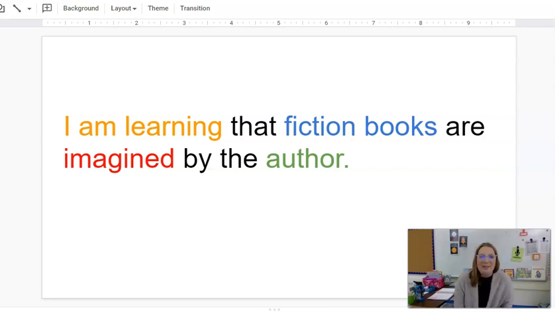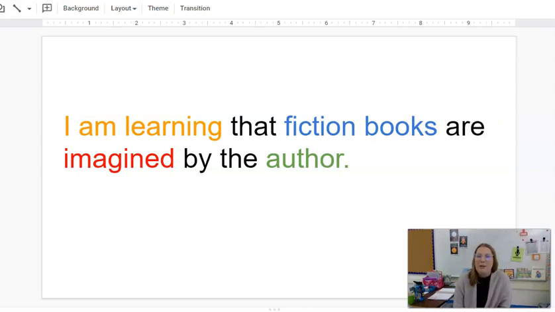Hey, second graders, today's mini lesson is going to be a little bit different. We are going to start talking about genre, types of books. So our I am learning statement is, I am learning that fiction books are imagined by the author.